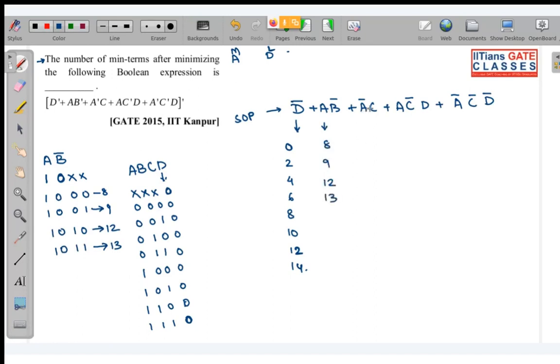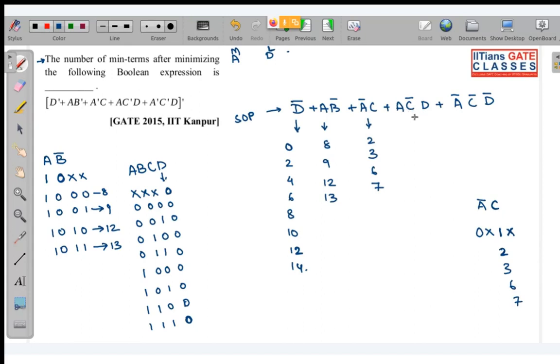For this one, this is what? This is A complement C. So that means 0, 1. So this will be what? If you put 0, so this will be 2. If you put 0, 1, so that will be 3. If you put 1, 0, so it will be 6. If you put 1, 1, so it will be 7. So this will be 2, 3, 6, 7. Okay, 2, 3, 6, 7.